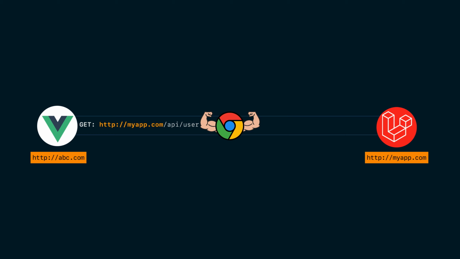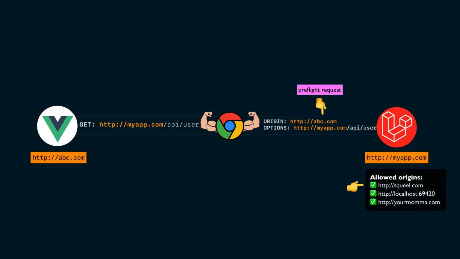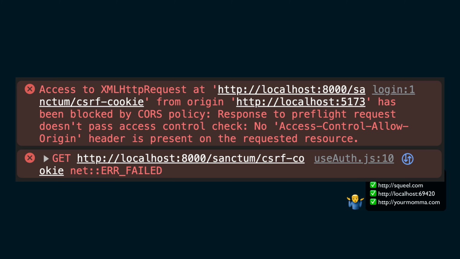Then the browser does what is called a pre-flight request. It goes to the server and tells him, hey man, this abc.com dude wants to send you a GET request to this endpoint. Are you cool with it? The server then looks through the allowed origins list, sees that abc.com is not there, and essentially tells the browser, I've never heard of this man in my life, so hell no, he cannot send me any goddamn request. Get him out of here. And then you get a CORS error.